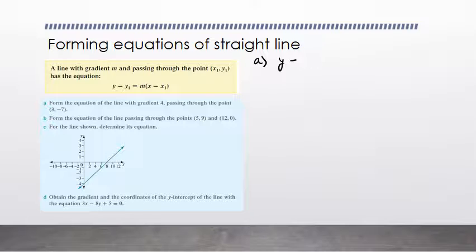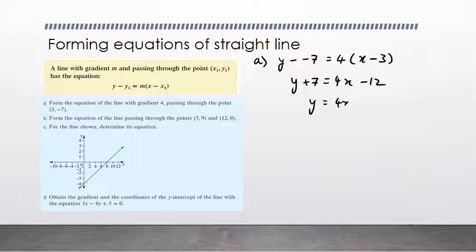y minus the y value, which is negative 7, equals m, our gradient is 4, times x minus, and then the point is 3. So we have 4x minus 12, and this is y plus 7. Move that over, and we get y equals 4x minus 19.